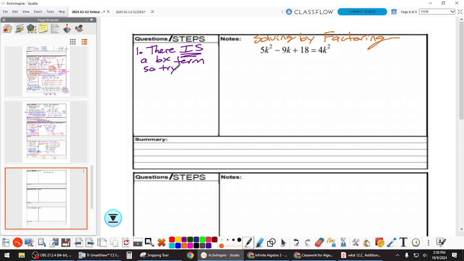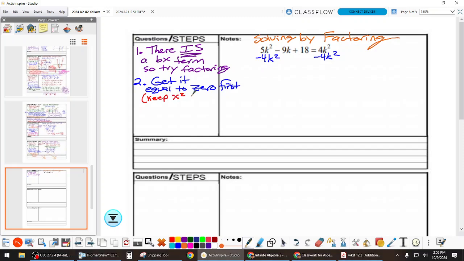So when you see a bx term, we want to try factoring it. But before we do that, we need to get it equal to 0 first. So in order to do that, I need to get this 4k squared off of the right side.